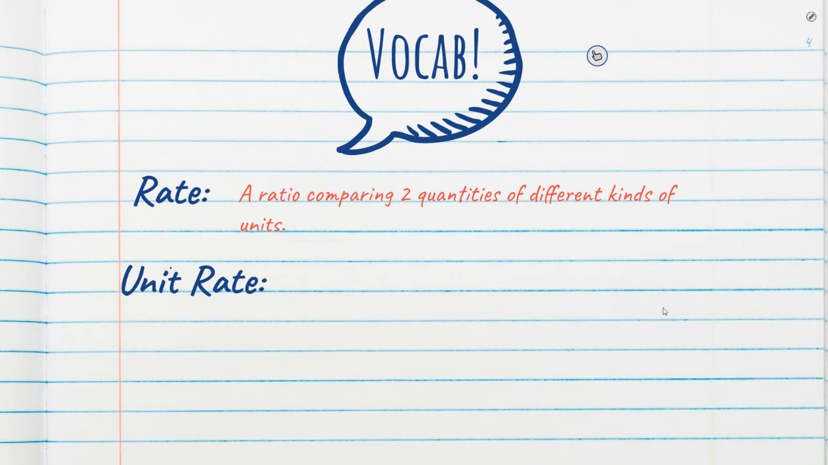And the second word is a unit rate. So now that you know what a rate is, comparing 2 things that are of different kind of units, a unit rate is when the second quantity, so you have 2, comparing 2, the second one, when it's worth 1, that makes it a unit rate.